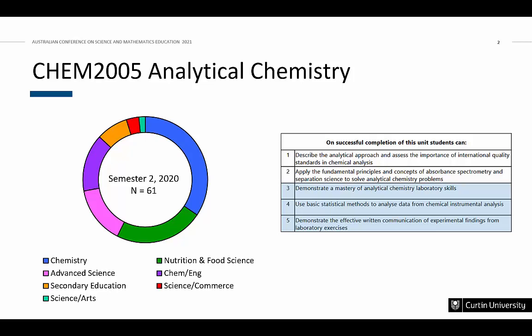As you might expect, a major focus of this unit is the practical laboratory component, which makes up 35% of the total assessment. Of the unit's 5 learning outcomes, 3 specifically relate to the lab program, and the most significant of these for this context is the expectation that students will demonstrate a mastery of analytical chemistry laboratory skills.